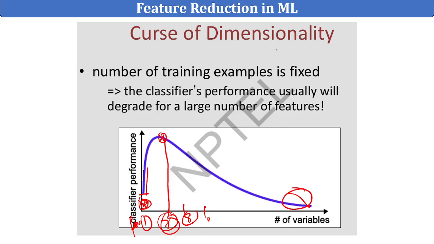Okay, so now we are clear on feature reduction in machine learning. Can someone tell me, is feature reduction clear? Now we'll go with PCA and LDA.